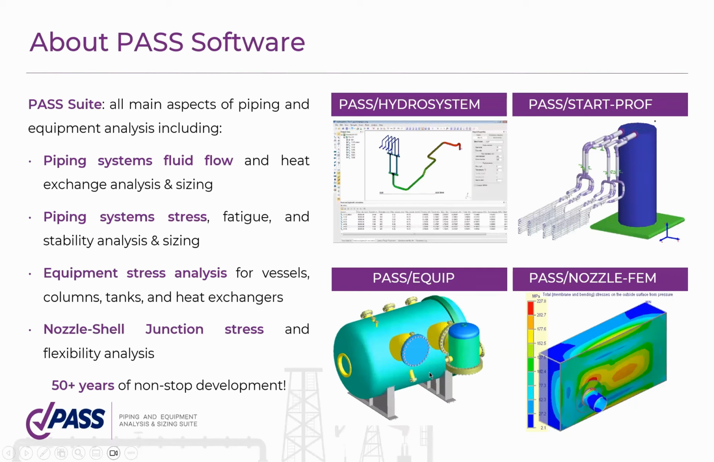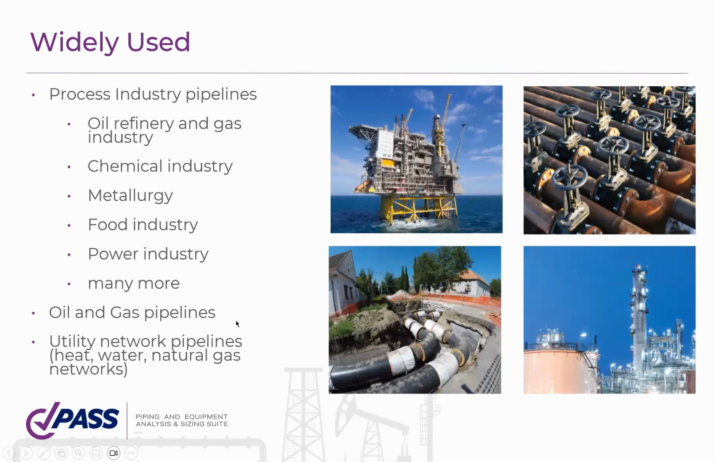All of this software is very, very experienced, more than 50 years of some of them of non-stop development. And this software is very widely used for different types of piping systems, pipelines, equipment, etc. So for process industry and different industries, oil refinery, chemical industry, metallurgy, etc. For utility networks, for oil and gas piping system, you can use all of our software.